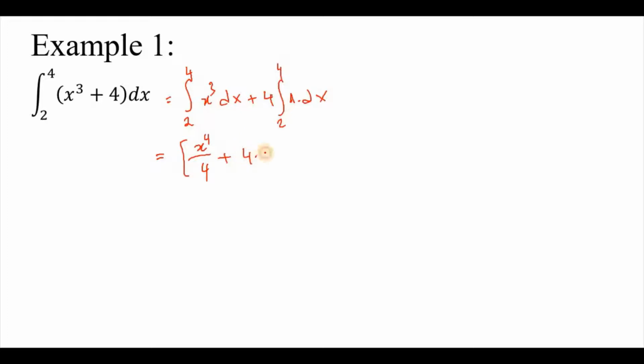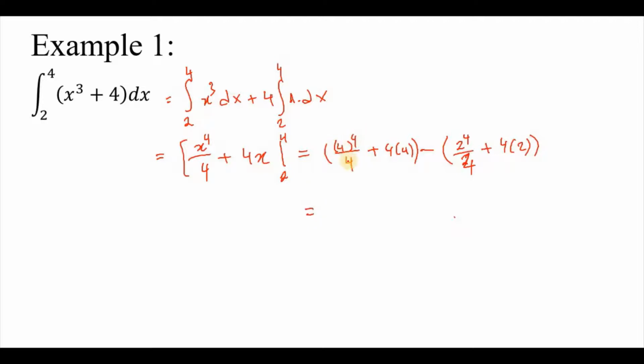plus 4x, and then we have to evaluate this from 2 to 4, meaning first we're going to plug 4 into the antiderivative. This will give us 4 to the 4th power over 4 plus 4 times 4. So this is the antiderivative when I plug 4 in, minus the antiderivative when I plug 2 in. So this is 2 to the 4th power over 4 plus 4 times 2. And then you can find the final answer here.